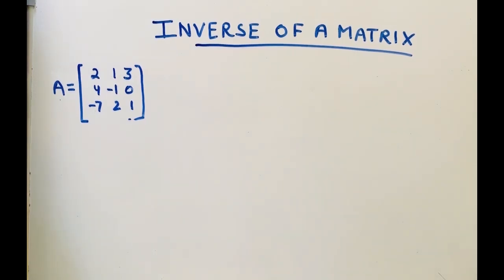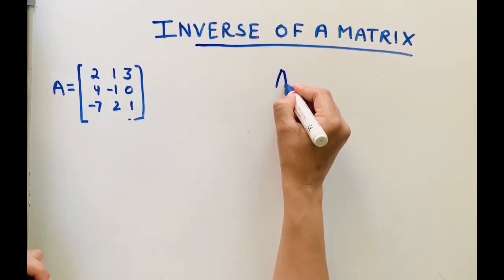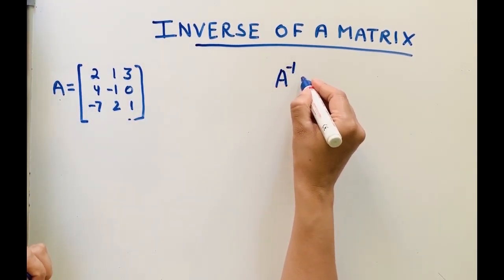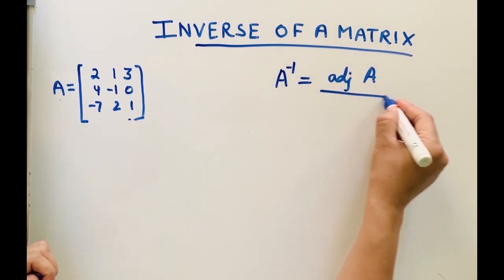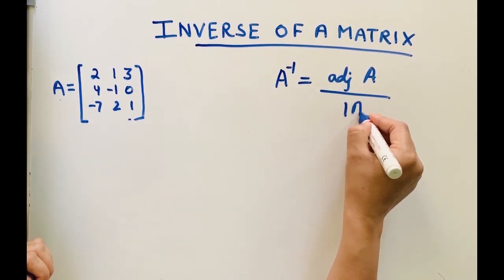So now we will find out the inverse of a 3 by 3 matrix. For doing this, you know how we can find the inverse? Inverse of A is given by adjoint of A divided by determinant of A.